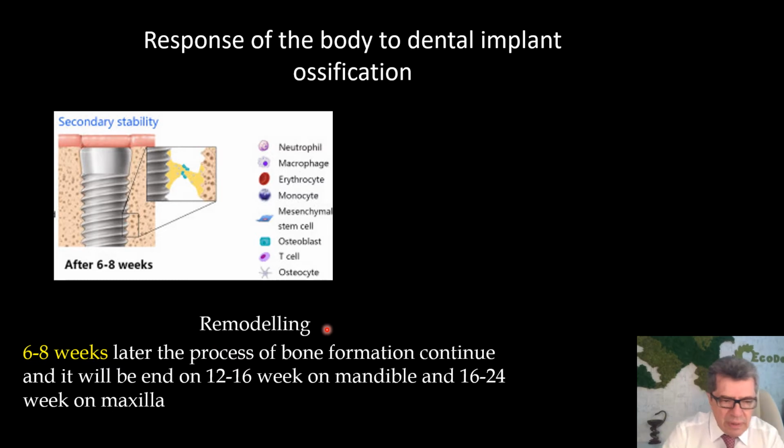Finally, remodeling. This is 6 or 8 weeks later. The process of bone formation continues, and it will end in 12-16 weeks in the mandible and 16 to 24 weeks in the maxilla.